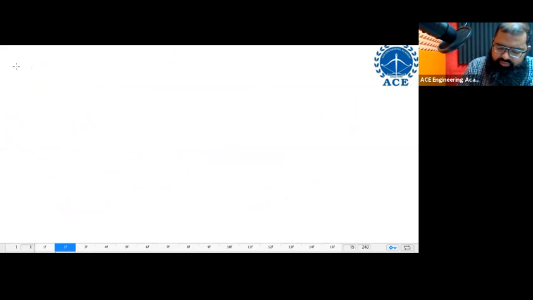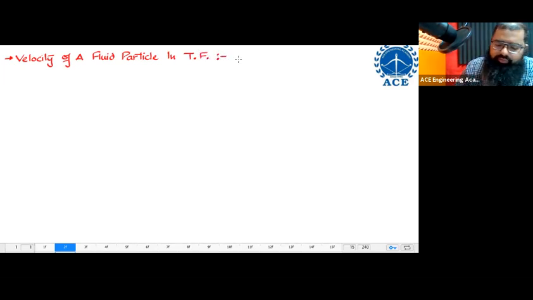Let me mention the side heading over here: velocity of a fluid particle in TF. Now when I write TF, please understand it is turbulent flow. Velocity of a fluid particle in turbulent flow.